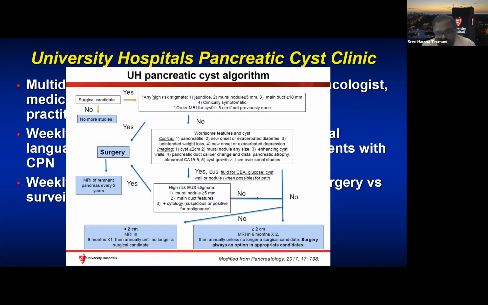But if the person is a surgical candidate, then if there is high risk stigmata, he goes to surgery. If not, we look for the worrisome features. Now, these are the places where the radiologist is key, whether picking up the high risk stigmata is one of the key areas where we help. And also for the worrisome features, these are fine findings which they cannot pick. Say a mural nodule, they cannot pick it. We probably have to be the ones who pick those small findings.